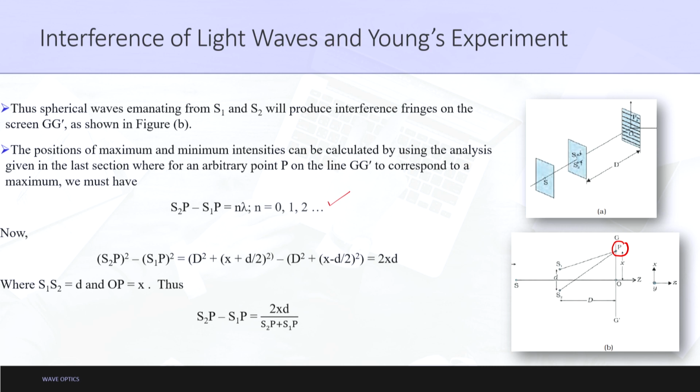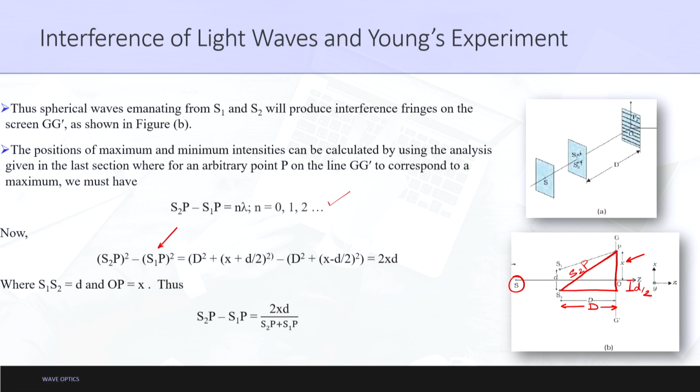Okay, so first of all we need to calculate this value. How will we calculate it? We use a simple formulation here. First of all, S2P square minus S1P square will be equal to what? Let me explain using Pythagoras theorem, taking this triangle. This is the distance S2P, and S2P square is given as D square plus x plus d by 2 whole square. How did this come? It is quite evident. This distance is capital D, and this distance is x, and because the distance between S1 and S2 is d and source S is exactly at the center, this distance is d by 2. So capital D square plus x plus d by 2 whole square is the distance S2P.